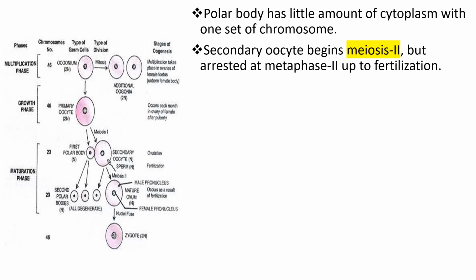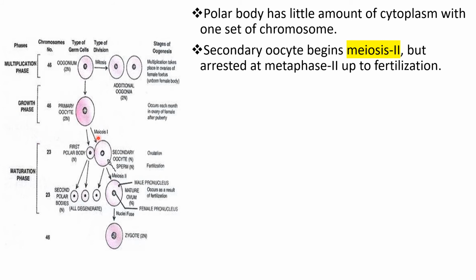Polar body has a little amount of cytoplasm with one set of chromosomes. Compared to the secondary oocyte, polar body has a very small amount of cytoplasm. But in case of chromosomes, as secondary oocyte contains one set of chromosomes, the polar body also contains one set of chromosomes. Then secondary oocyte begins meiosis-II, but is arrested at metaphase-II up to the fertilization.